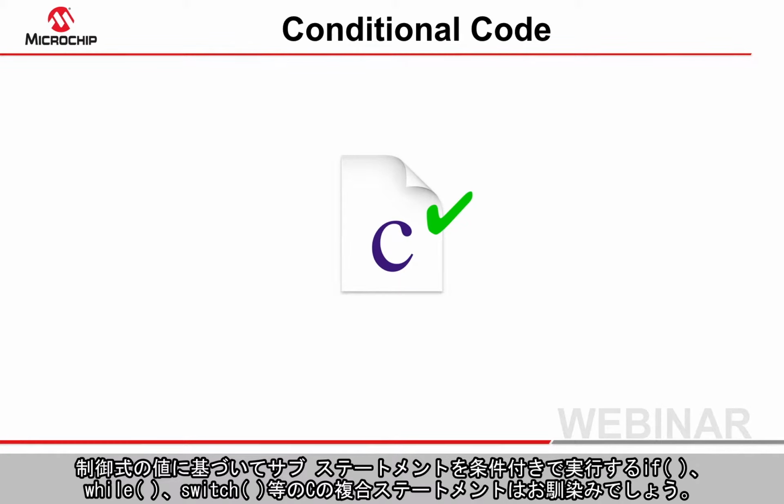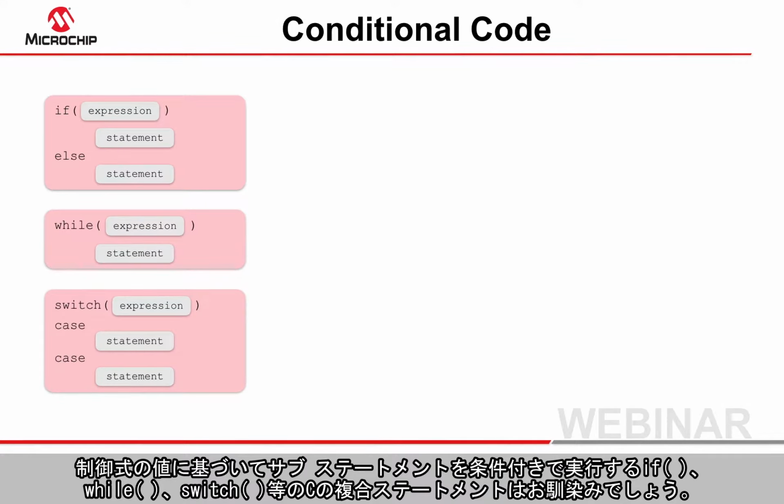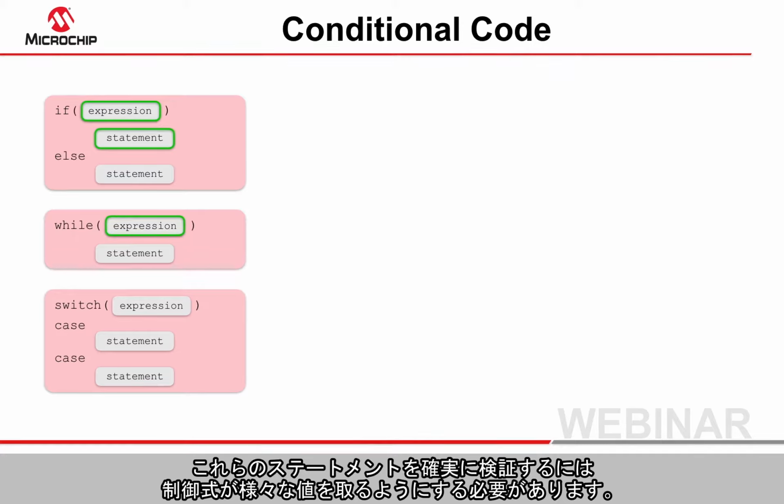When testing projects, it is essential that all parts of your program have been executed. You would be familiar with compound C statements like if, while, and switch, which conditionally execute substatements based on the value of a controlling expression. Several values of the controlling expression must be encountered to ensure that these statements have been fully validated.